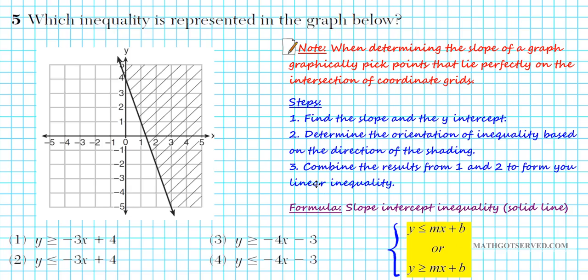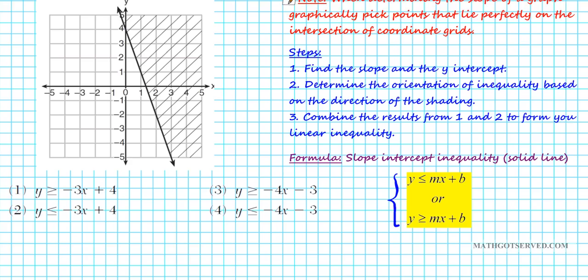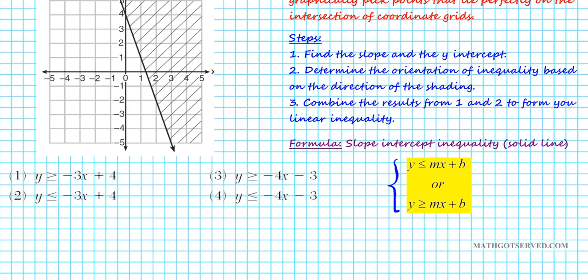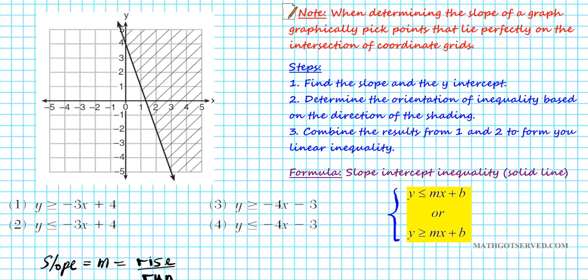Okay? All right, let's start with step one. Find the slope and the y-intercept. What is the slope? We know the slope is rise over run, right? Slope, which is M, is rise over run. Okay, now we want to pick 2 points. This is where it's very important. Remember, we talked about it earlier. Your points have to be perfect. They have to lie on the intersection of the coordinate grid.